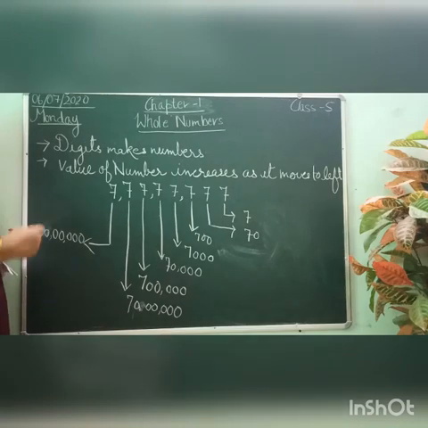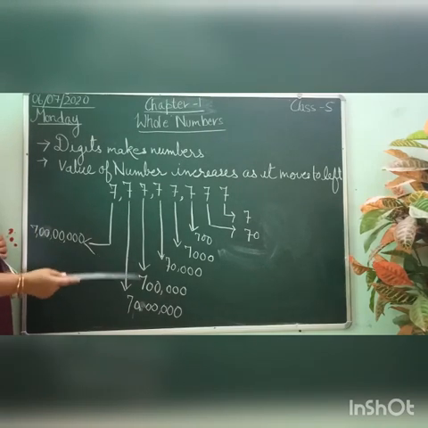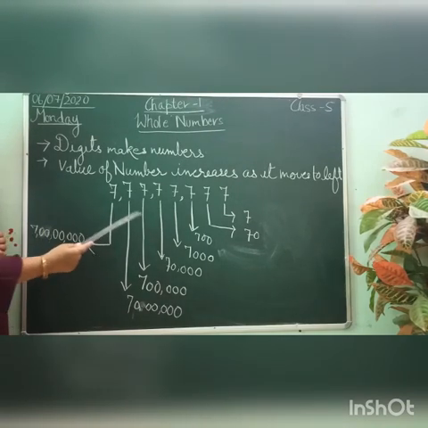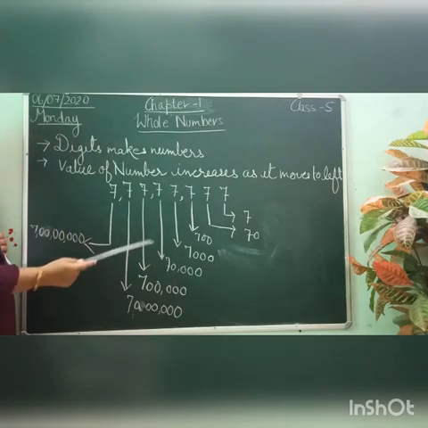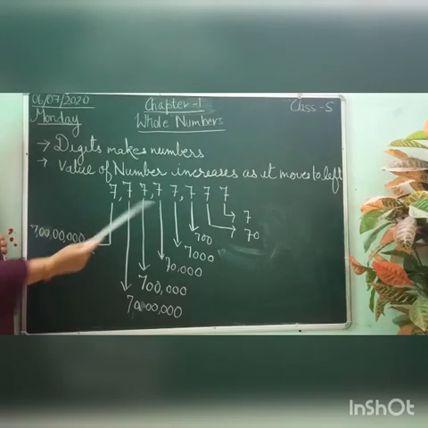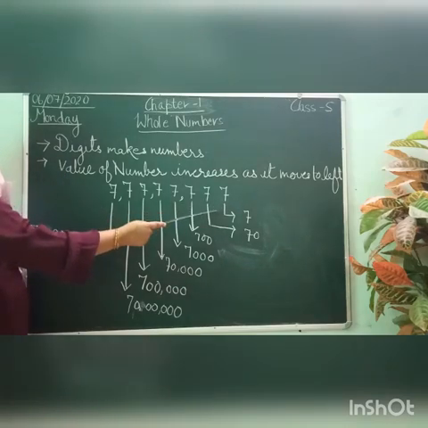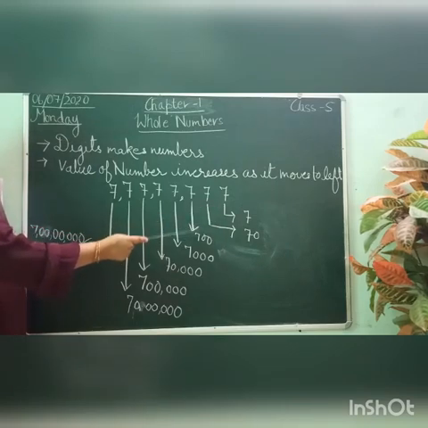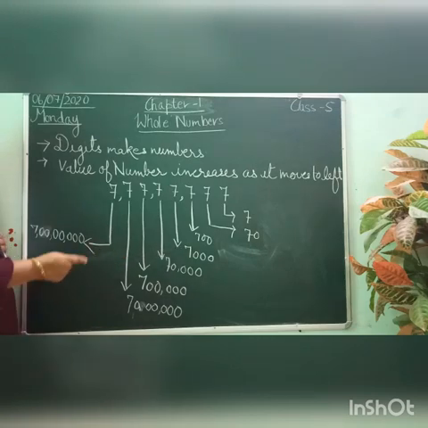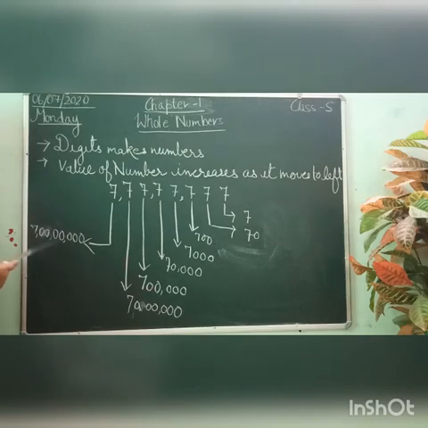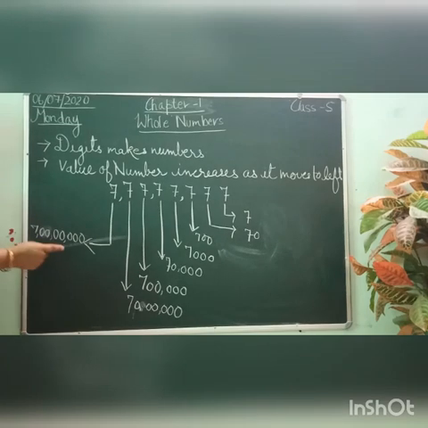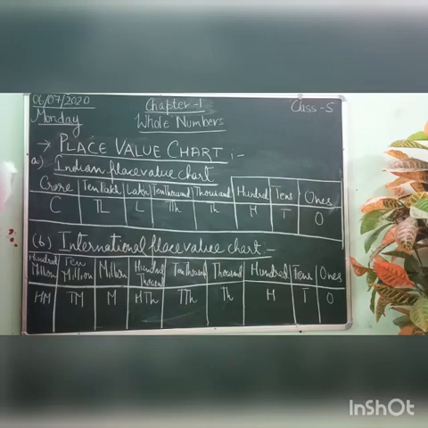The digit is the same, but when we combine digits at different places, it makes a number. Every digit at a different place has a different value. As it moves towards the left hand side, the value increases 10 times. Every time 7 is multiplied by 10, it becomes 70. Then 70 multiplied by 10 becomes 700. Then 700 multiplied by 10 becomes 7000 and so on. Every time the value of the number increases 10 times.